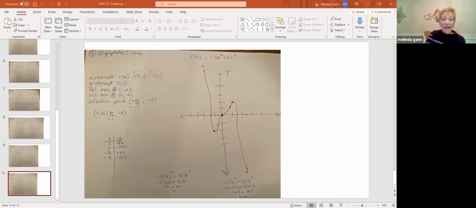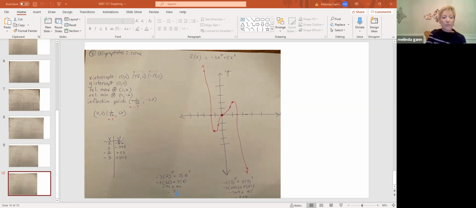All right. I had some x-intercepts, some y-intercepts. I had a relative max, a relative min. I had some inflection points. I didn't have any asymptotes, so there was none of that to graph. So I went and made a t-table. All right. So I plugged in 2 down here, and you can double check me, and I got a negative 56. It's hard to see that right there.